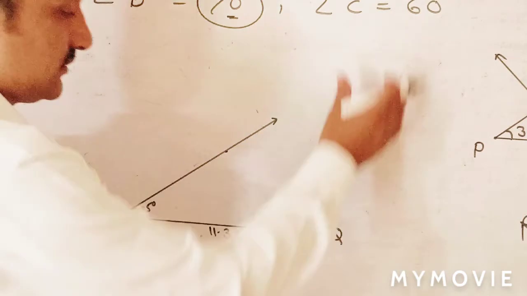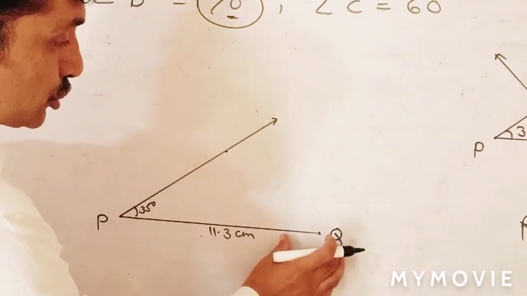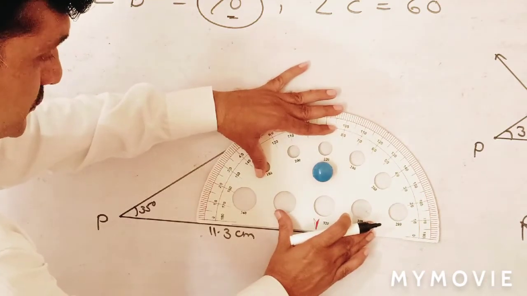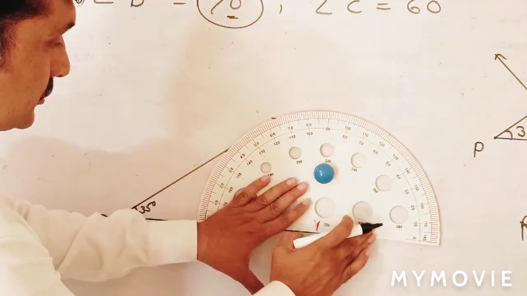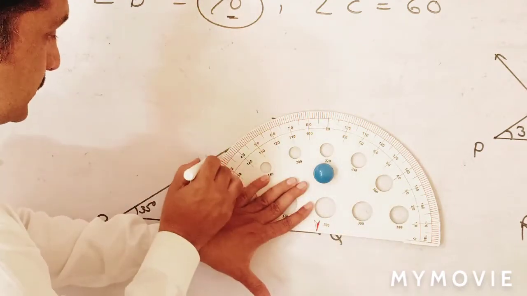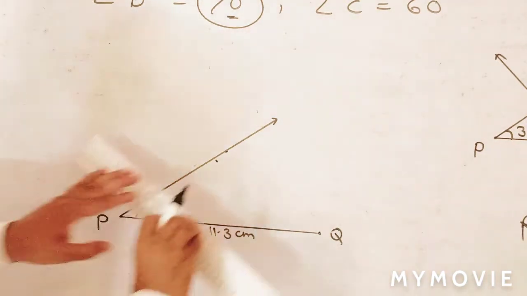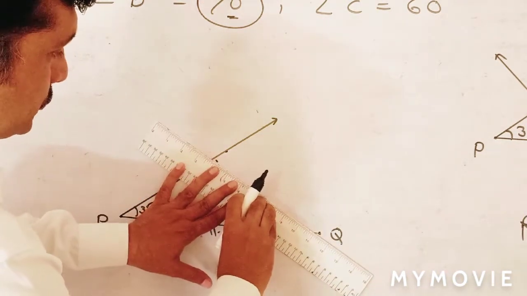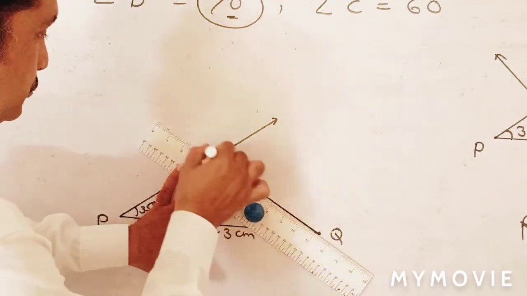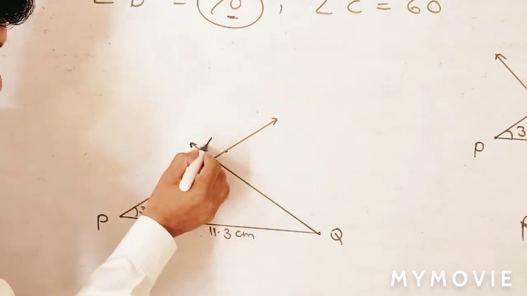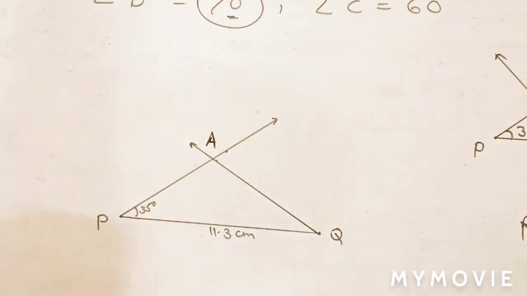Half of C we have to draw at Q. Half of C: C is 60 degrees, so half of 60 is 30 degrees. 30 degrees from the left side, the 30 degree point comes here. Mark the point and then draw a ray from Q. Where both rays intersect, give it the name A. This is the vertex of triangle ABC. Now we got one vertex, A.